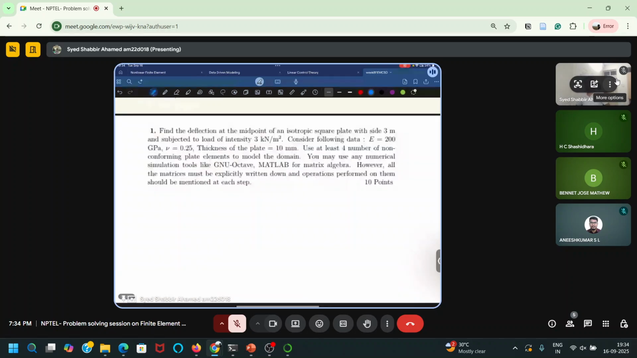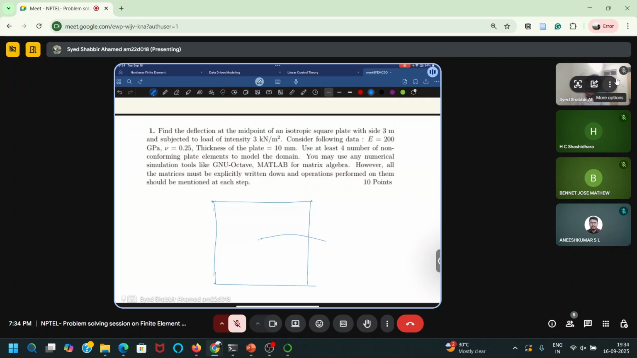So this is my problem. I have to find out the displacement at the midpoint of an isotropic plate. So let's say this is my plate. Okay. And I want to find out the midpoint deflection. Basically, I want to find out W here, this W at the midpoint.